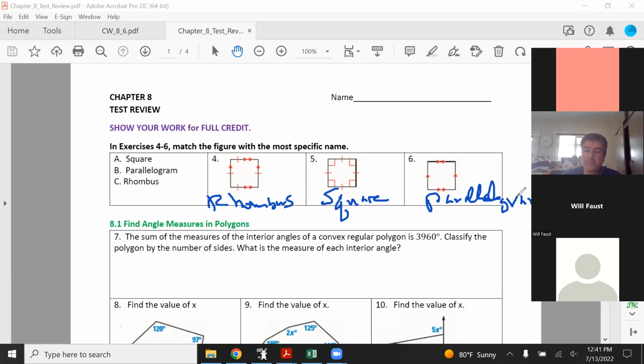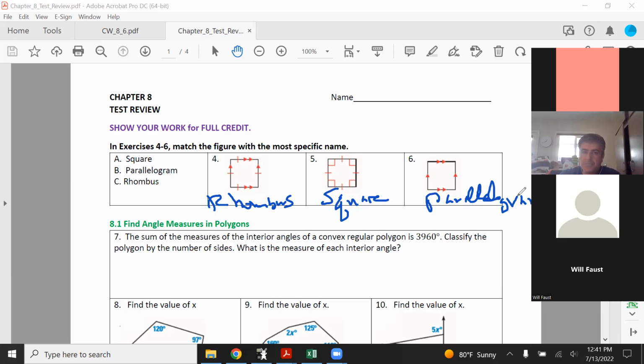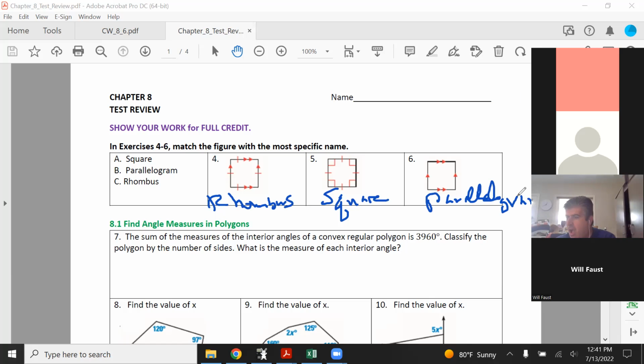Nina, go ahead. Is this worksheet in the packet? Yep, should be there. I think I put it there. Hopefully I did. Let me know if you guys don't see it there. Okay. Let's keep moving.